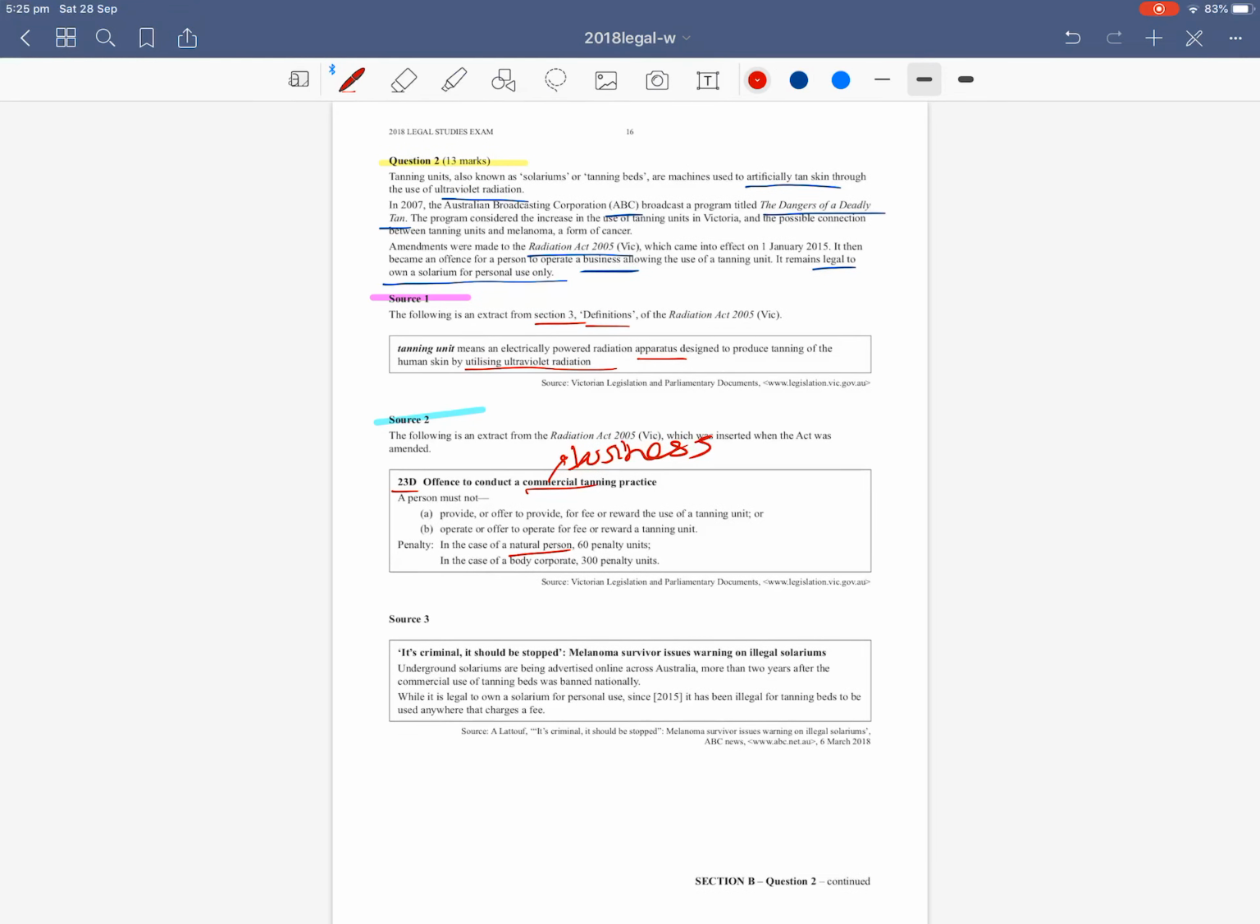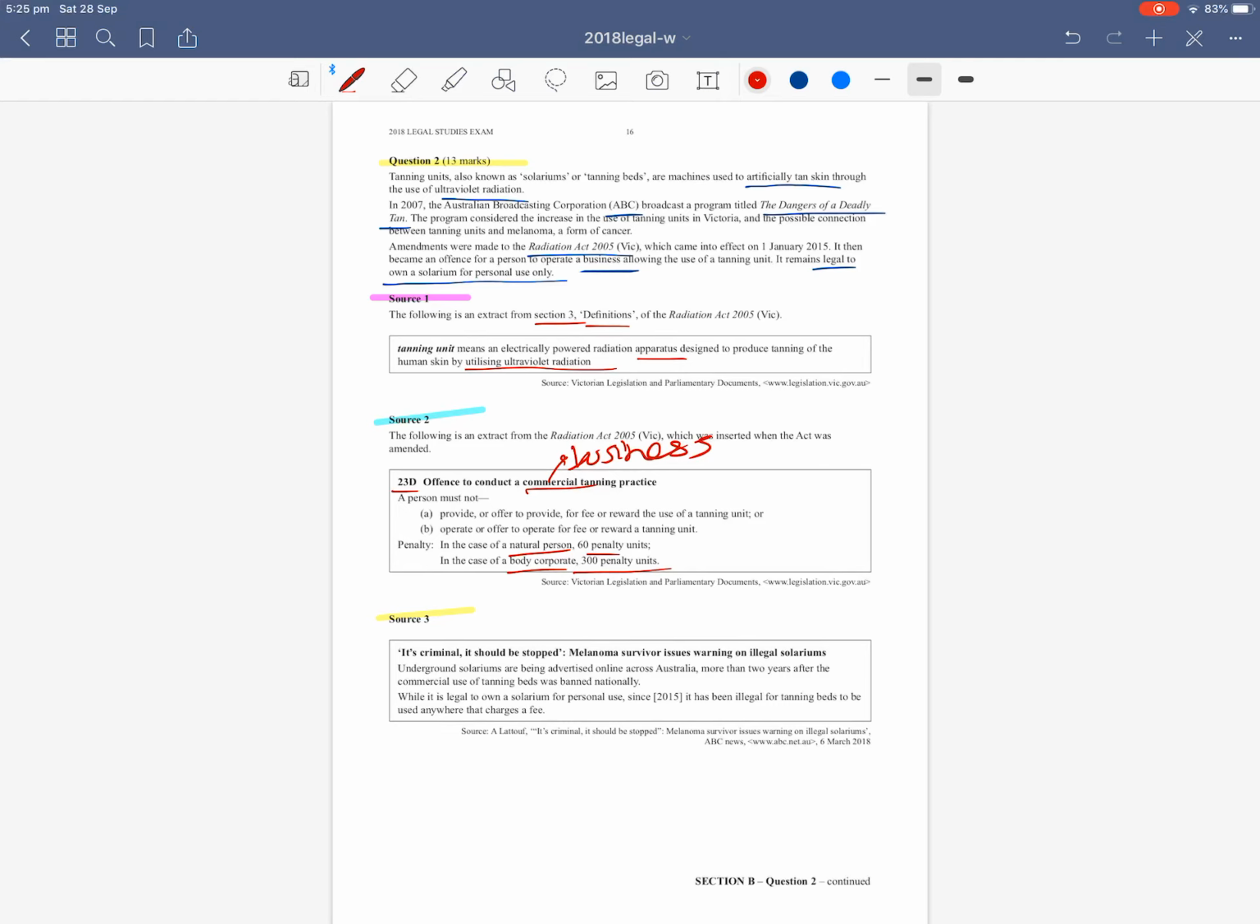Penalty in the case of a natural person, 60 penalty units, and in the case of a body corporate, 300 penalty units. Then we have Source 3 over here. So you've been given 3 sources, which, hey, you're probably going to have to draw on all 3 in one case. It's criminal. It should be stopped.